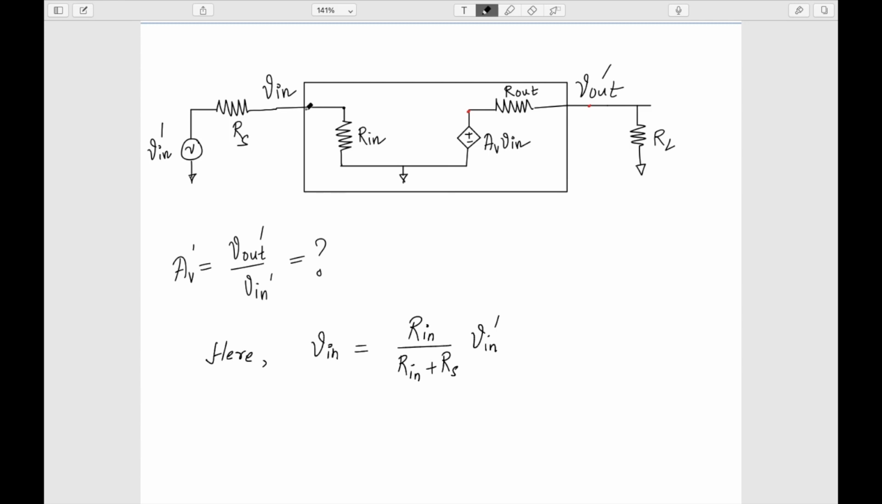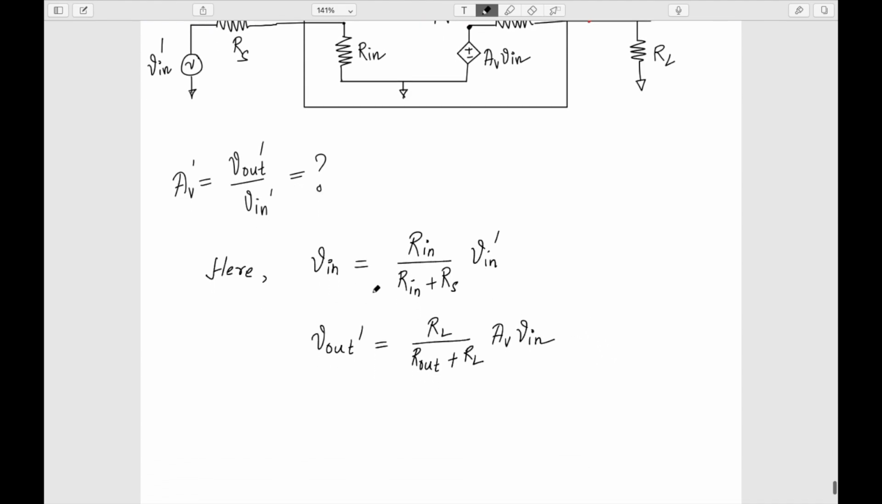So now whatever is coming here, V in it will be coming here. So it is AV into V in here, we know that, right? AV into V in. And my V out dash also will be the voltage division between the R out and RL of this voltage, okay? So my V out dash will be equal to RL by R out plus RL into AV into V in, okay? So I can just substitute these intermediate terms V in here, okay?